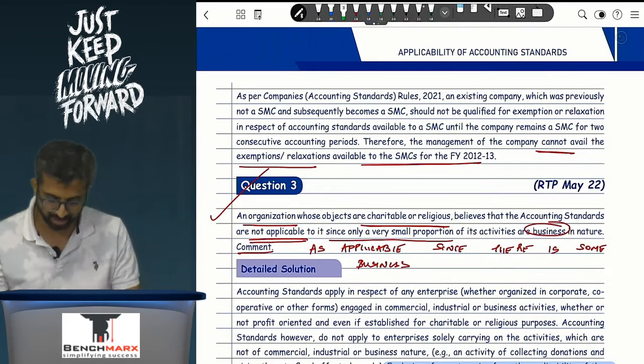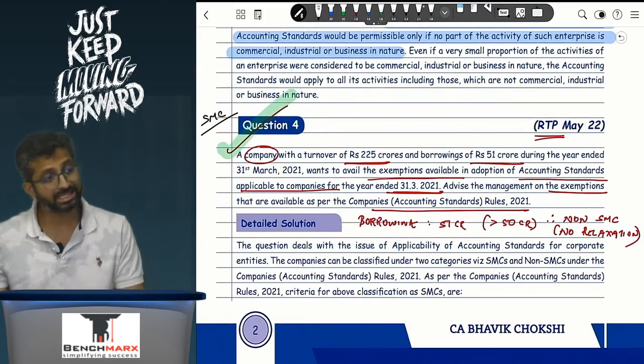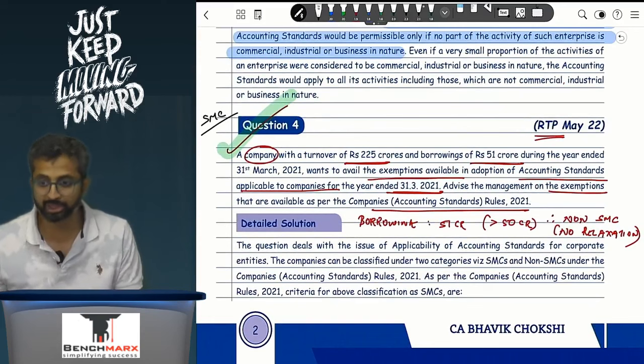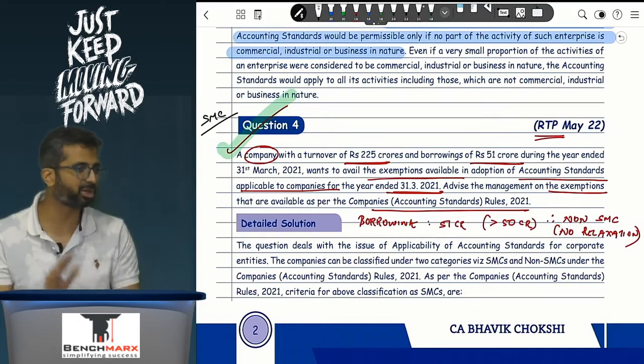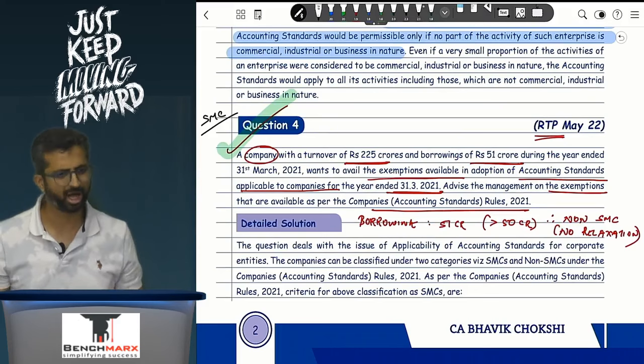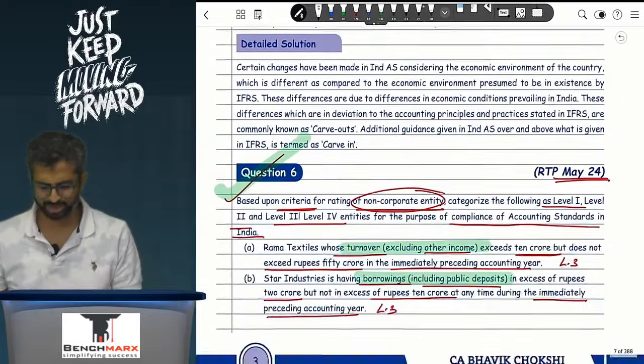So, ye hamara kya revision kar dega? This will do the SMC, non-SMC revision. Question 6 will do level 1, 2, 3, 4 proper revision. Question number 2 will do that special case of 2 consecutive years ka revision. Are we clear with this? Okay. And then is the last theory question. Okay. That is question number 5.